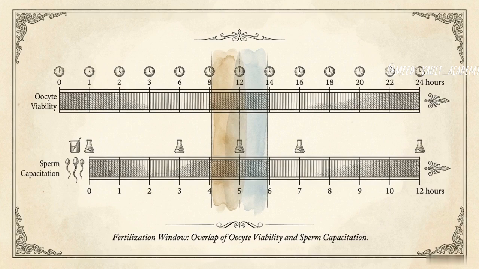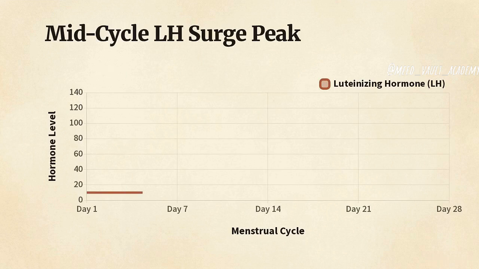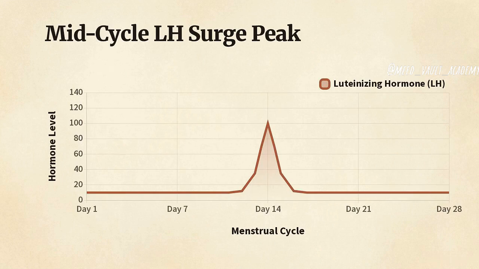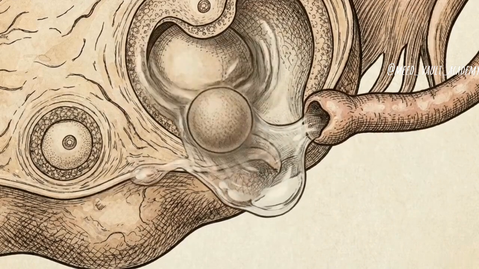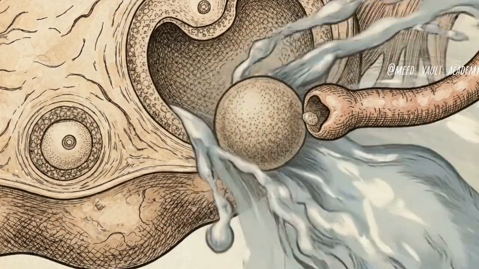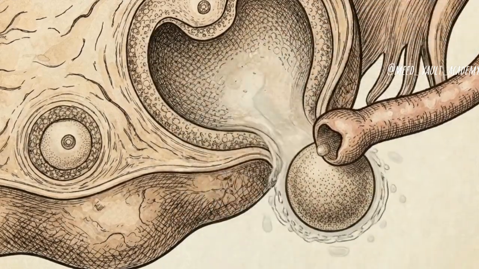Success depends on a highly regulated logistical sequence, demanding that specific transport mechanisms and biochemical triggers align within a narrow window of time. The sequence begins at mid-cycle, prompted by a sudden surge in luteinizing hormone, or LH, from the pituitary gland. This hormonal peak causes a mature vesicular follicle on the surface of the ovary to rupture, expelling its contents into the pelvic cavity.